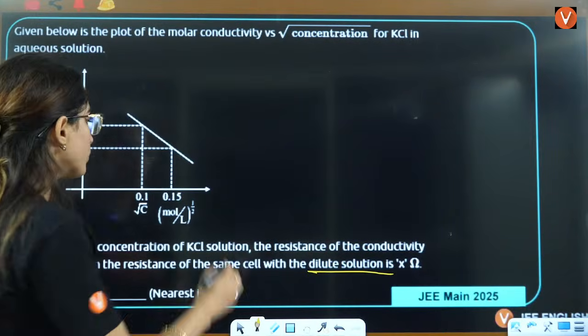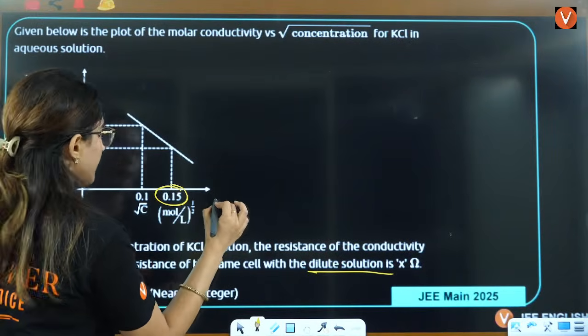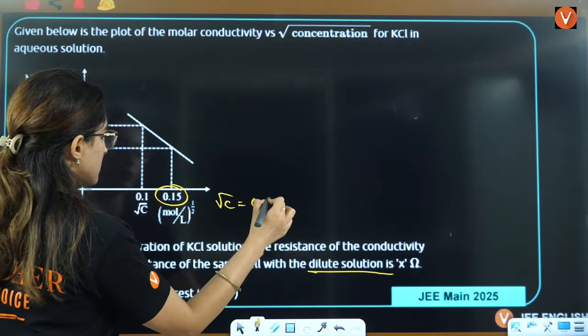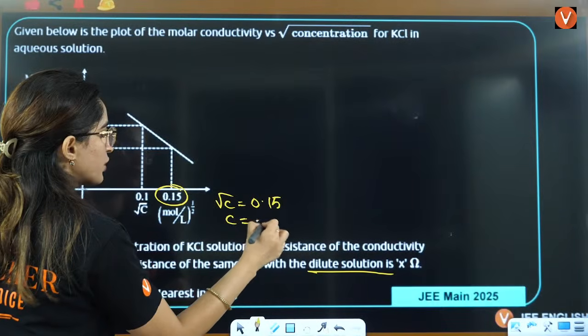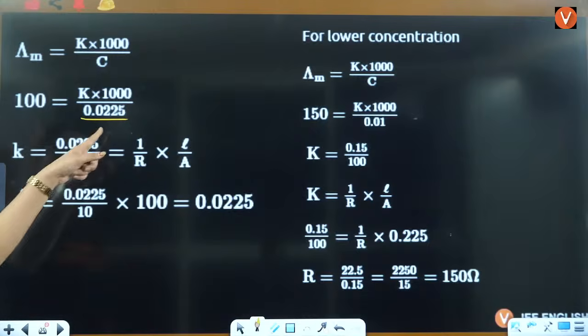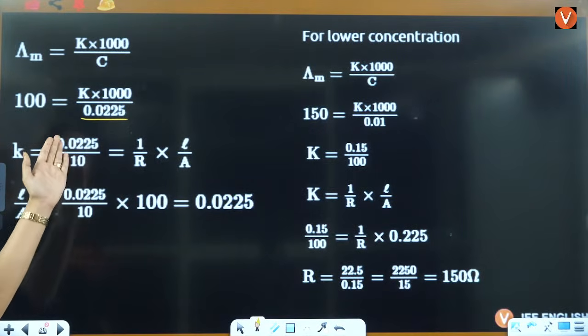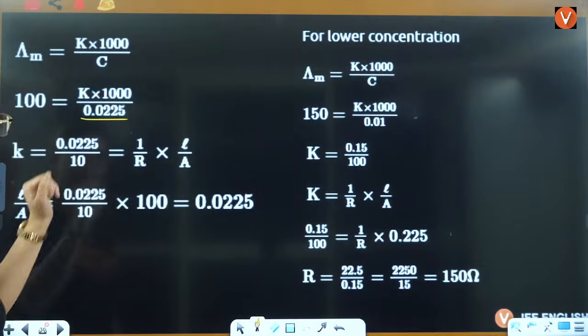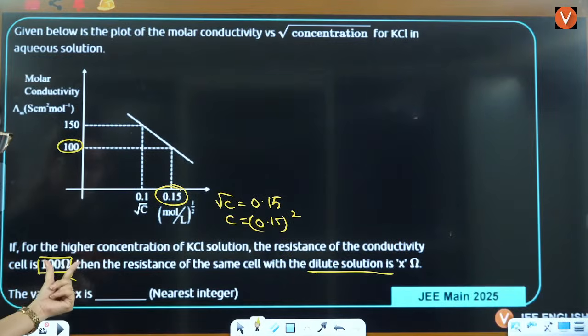You calculate. Under root C is given to be 0.15, so C is going to be 0.15 square. From that you will solve this particular value. You will solve the value of kappa from here. Kappa you have solved. Now for this solution, resistance is given to you.